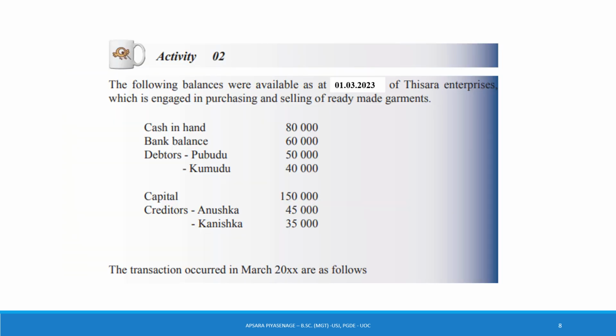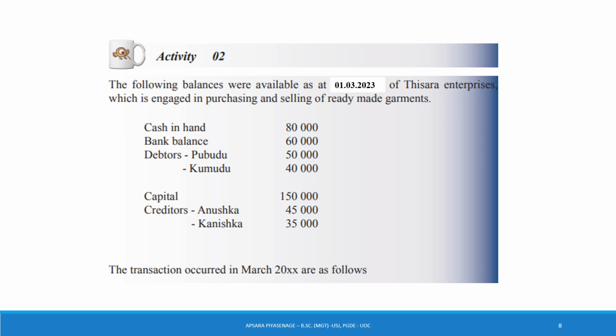Activity number 2. The following balances were available as at 1st March 2023 of Thisara Enterprises, which is engaged in purchasing and selling ready-made garments. So these are the opening balances of Thisara Enterprises. As at 1st of March, there is cash balance of 80,000, bank balance of 60,000. There are two debtors, capital balance of 150,000 and two creditors.